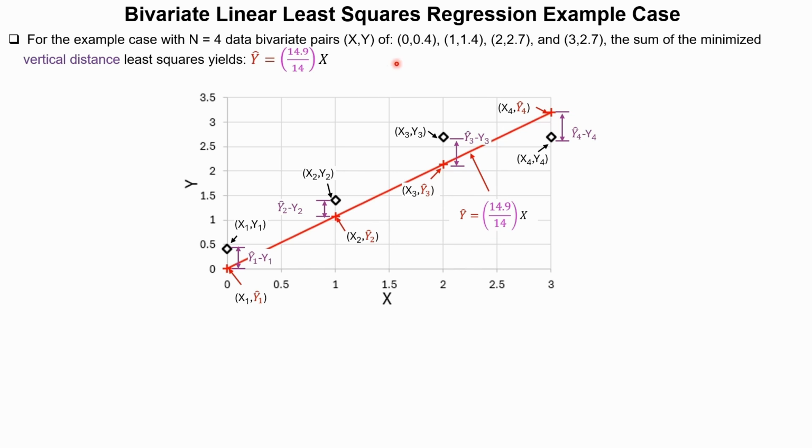For our example case with its 4 bivariate pairs of independent and dependent variables, the least squares solution gives this value for m, which minimizes the sum of the squares of the residuals, and with this case having no intercept term, and therefore an intercept of 0, 0.